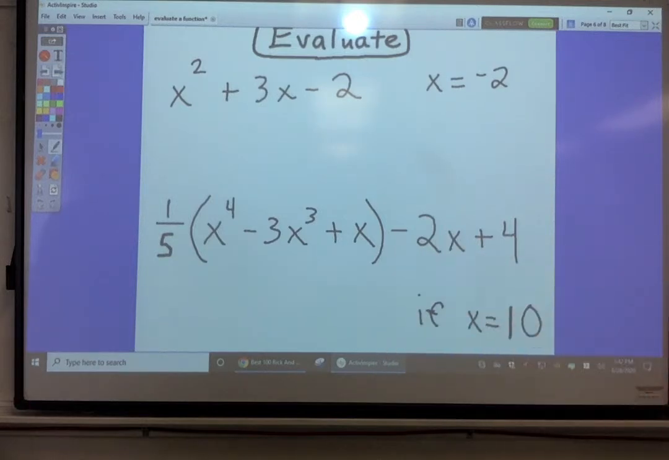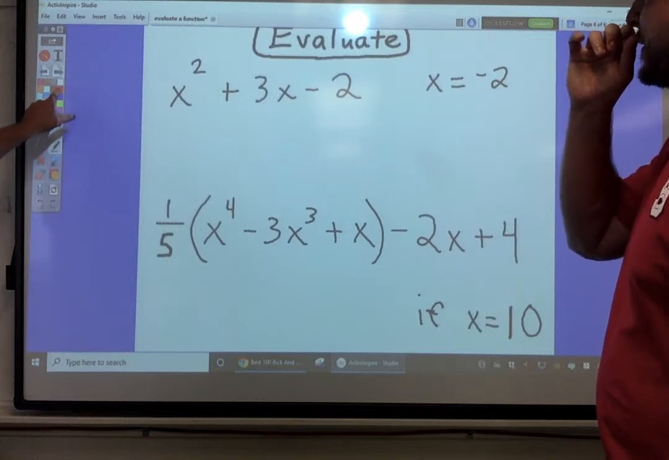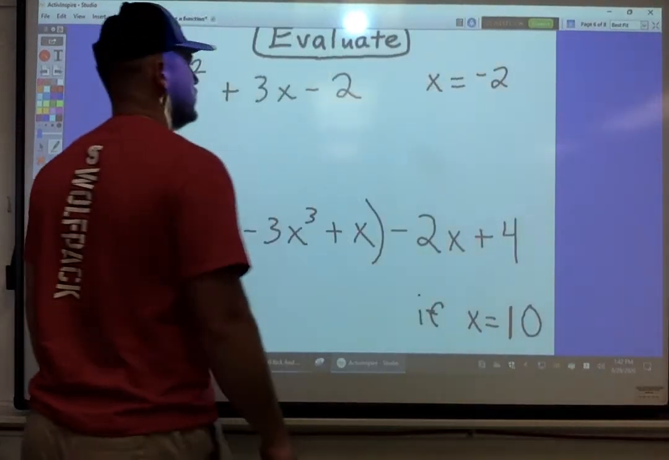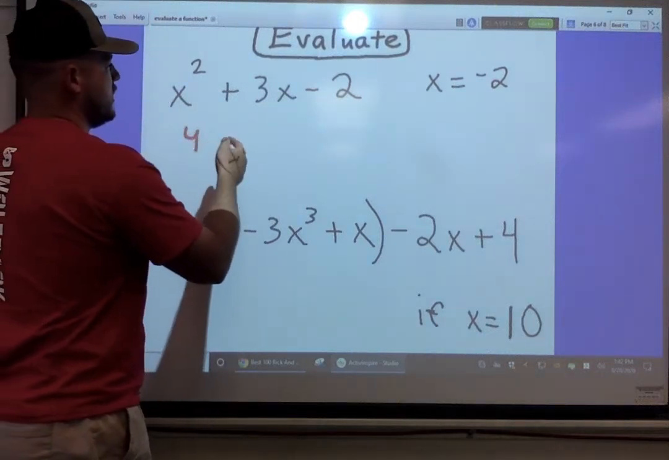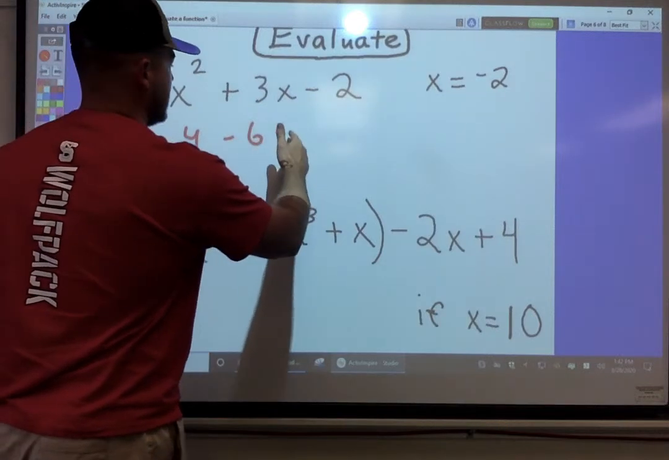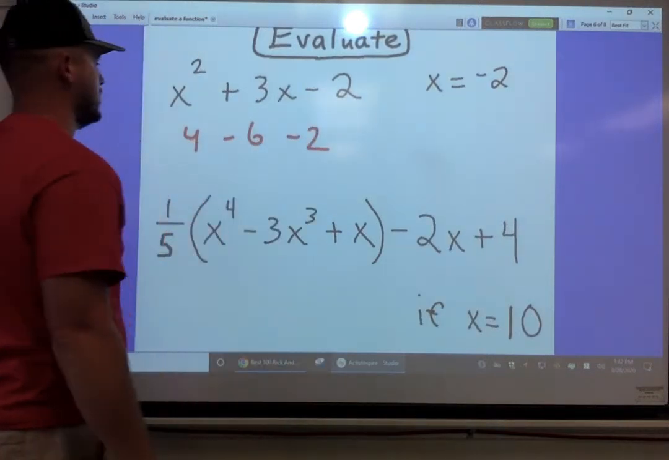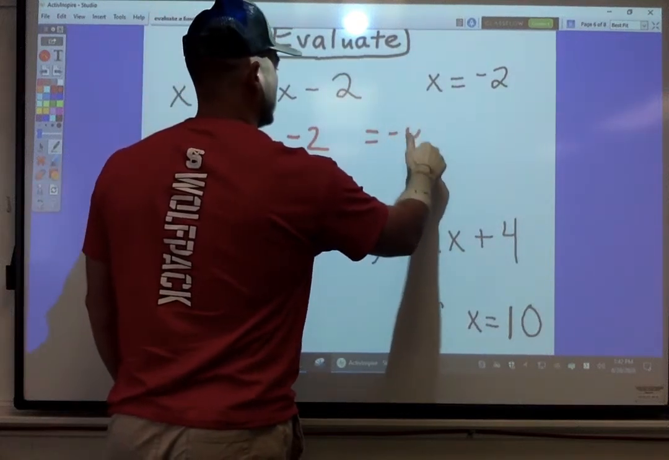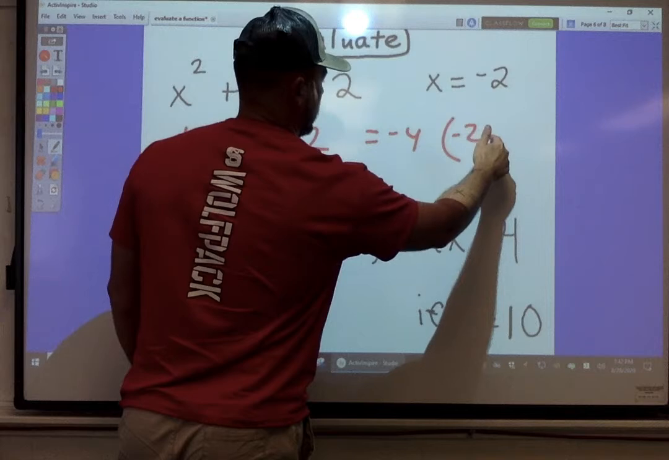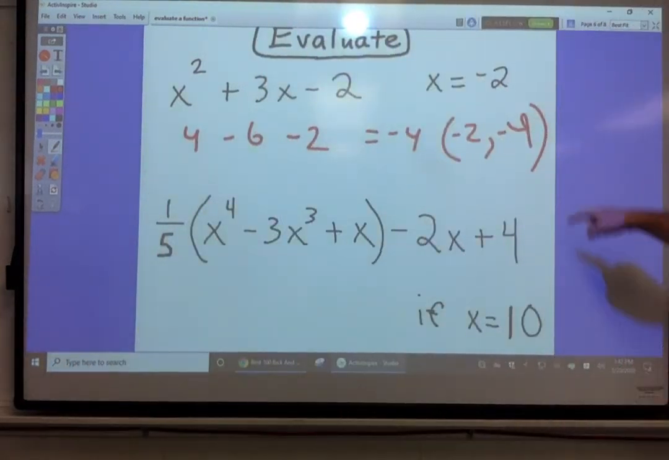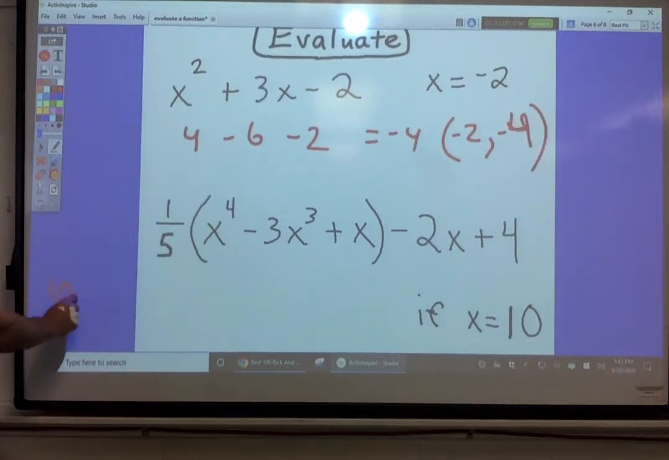Okay. So hopefully you guys got the top one, type the bottom one in. Type that one in. So if you plugged in -2 and then squared it, you're going to get 4. And then it's going to be plus a -6 or just -6. And then minus a 2. So hopefully you got -4. And of course, in coordinate form, -2, -4. So we'll put our final answer over here in coordinate form.